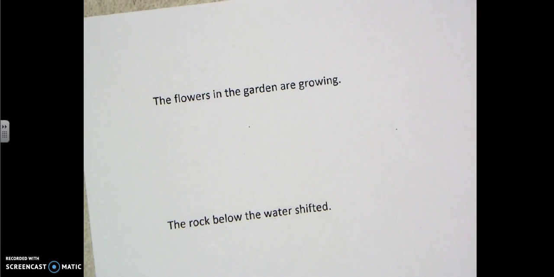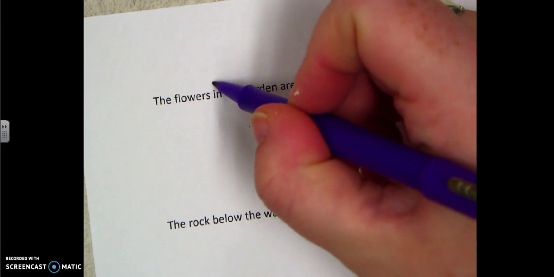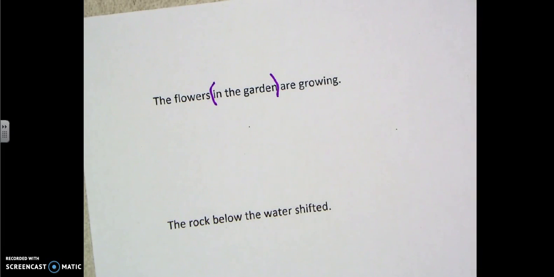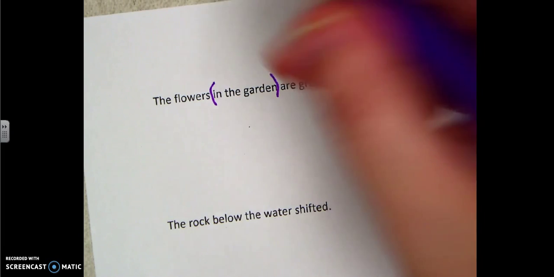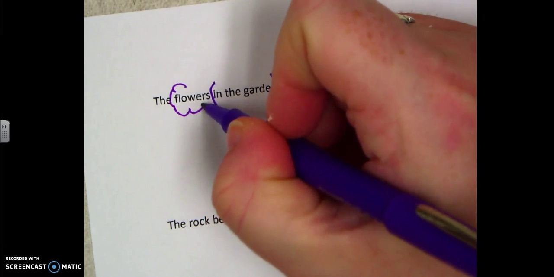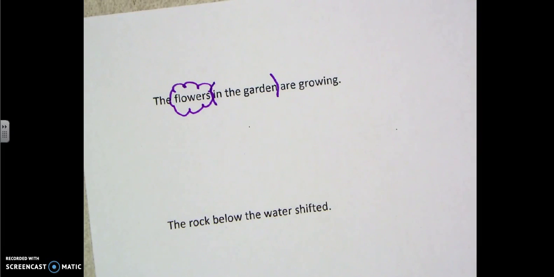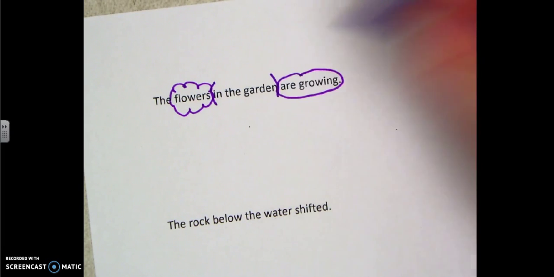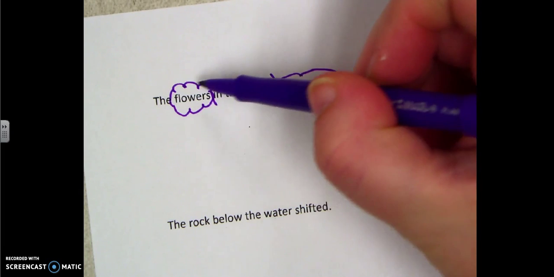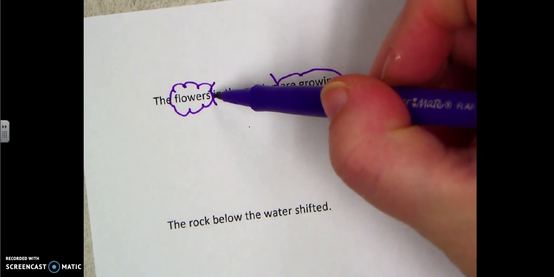So, the flowers in the garden are growing. If you use your preposition cheat sheet, you will know that in is a preposition, and since we know it has to have an object of the preposition, what is it in? It's in the garden. So let's put that in parentheses, in the garden. So we're left now with the flowers are growing. Well, that's pretty easy. We know that flowers is our simple subject. What are the flowers doing? They are growing. And we know the is an article, therefore it has to be an adjective for flowers.